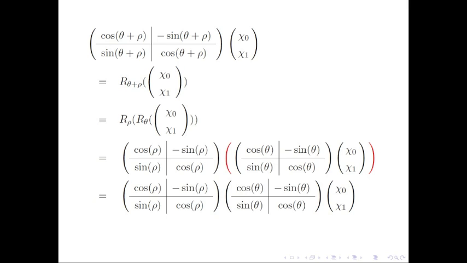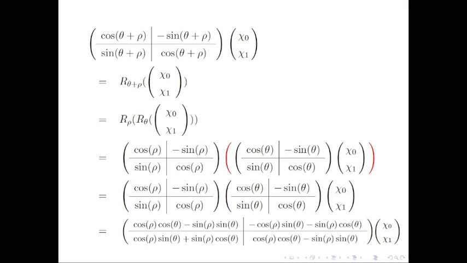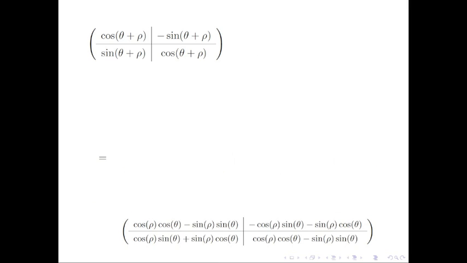What we learned at the end of last week is that we can drop the red parentheses. We can then compute the matrix that represents the composed rotations by multiplying the two given rotations together. What we conclude is that the matrix that represents rotating through angle theta plus rho is equal to the matrix that results from multiplying the matrix that represents rotating through angle rho times the matrix that represents rotating through angle theta. Now, let's put this all together.